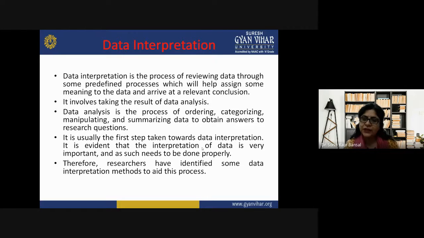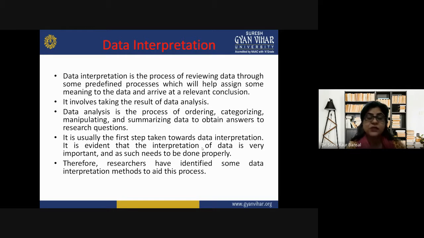So after collecting my data, I have just analyzed it. I have taken out mean, mode, median, SD, or any t-test or f-test, ANOVA, whatever was required with my data. But now I'm in the process of interpretation. Why am I in the process of interpretation? Simply understandable: it will help me in assigning some meaning to that collected data, and I will be able to arrive at a conclusion which will be relevant to my research.